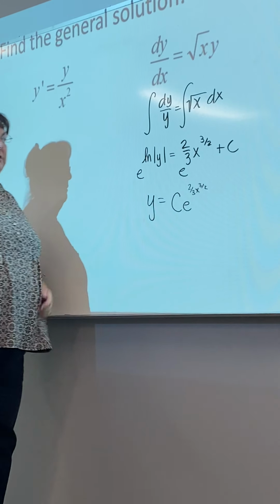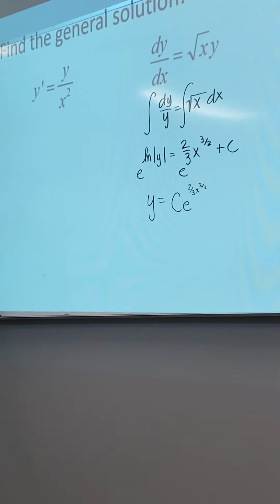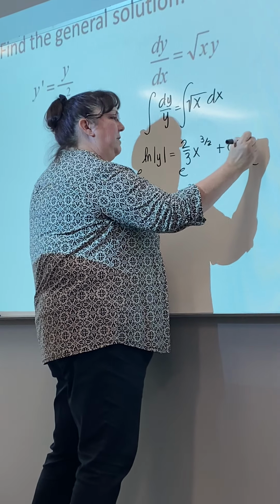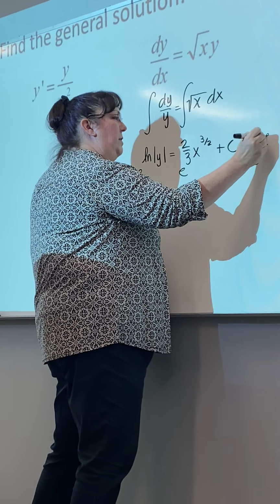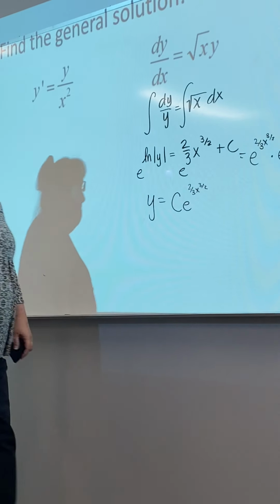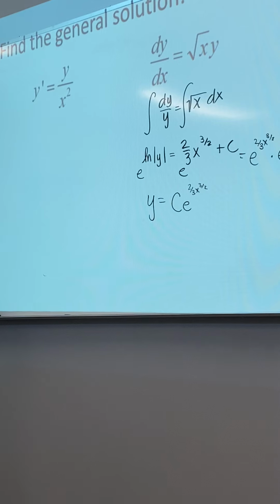Oh, that's disgusting. Wait, why does the plus C become times C? That looks really simple. Because this is the same thing as e to the 2/3 x to the 3/2 times e to the C. Ashley, you say that every day. Definitely the day that. Yeah, we've got way more stuff to confuse them later.